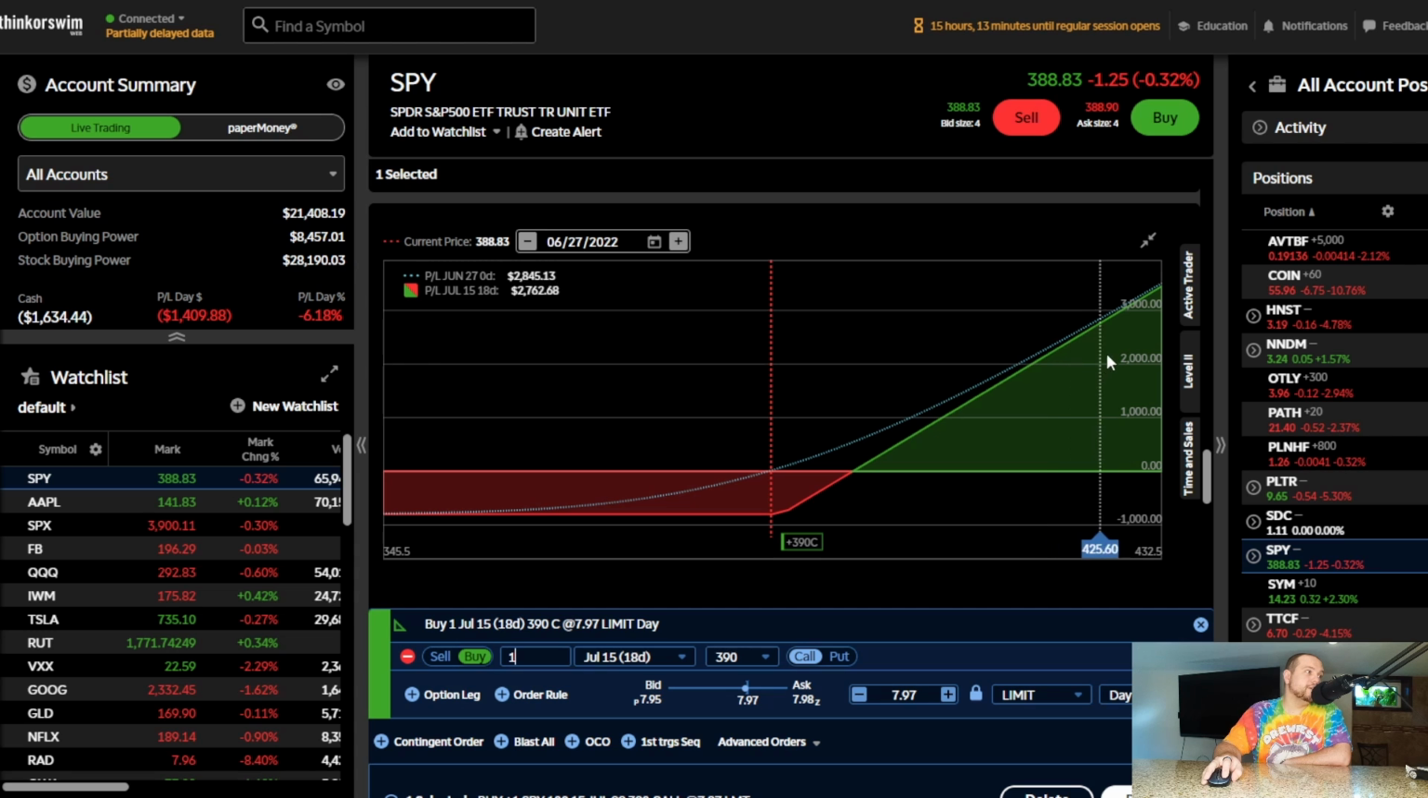If SPY goes back up to 430 bucks, you've made yourself a handy dandy profit right there. It'll tell you how much profit or loss is expected based on where it ends. So at 430, if you look in the upper left hand corner, I'm pointing. I know you can't see what I'm pointing at.